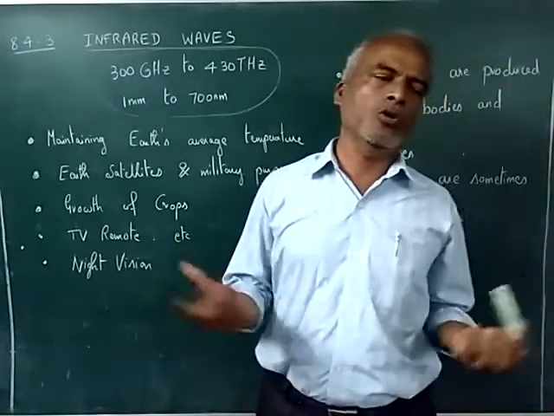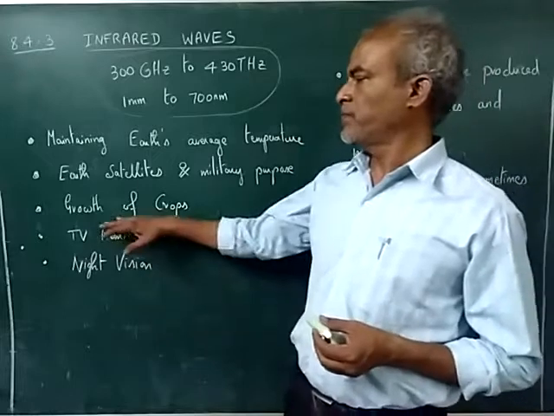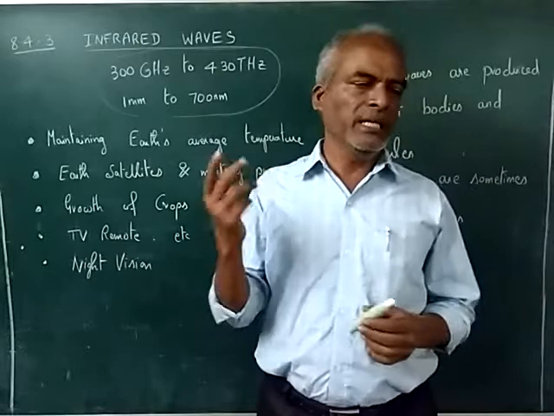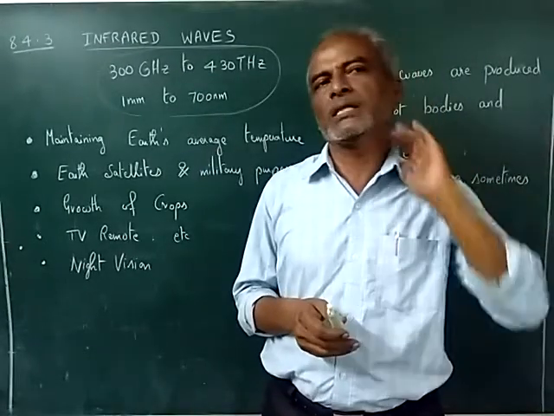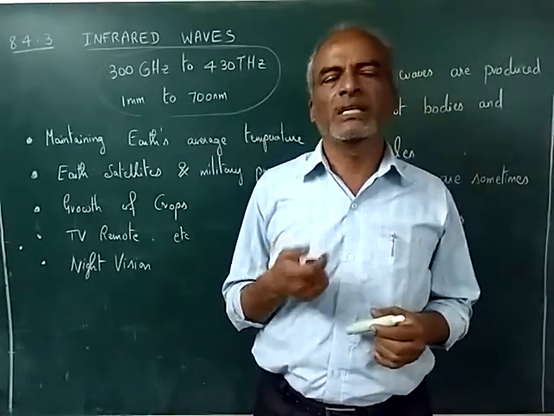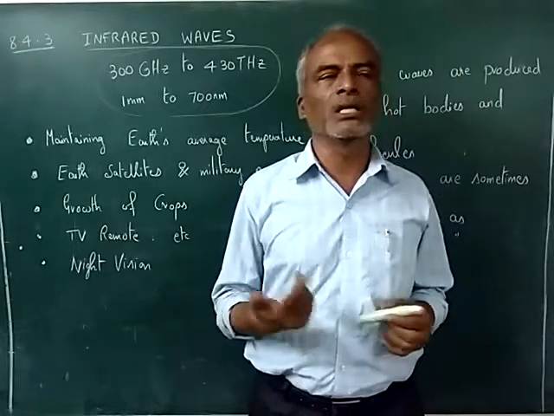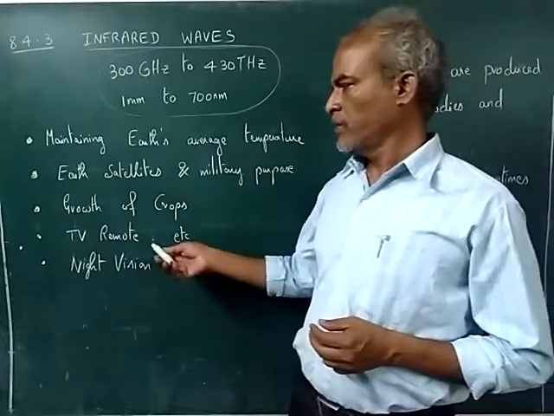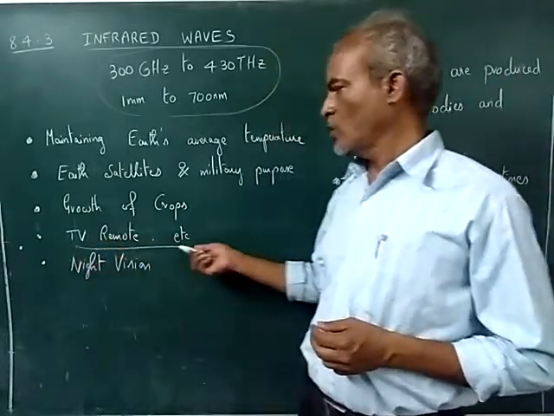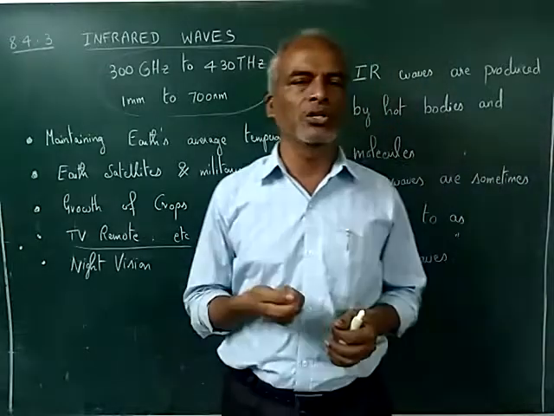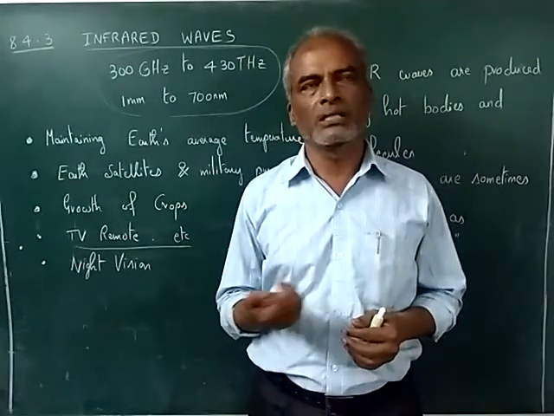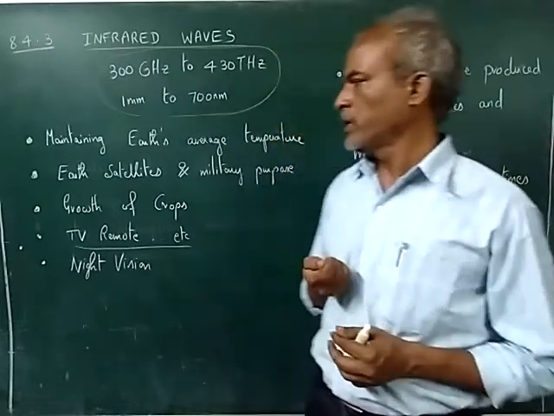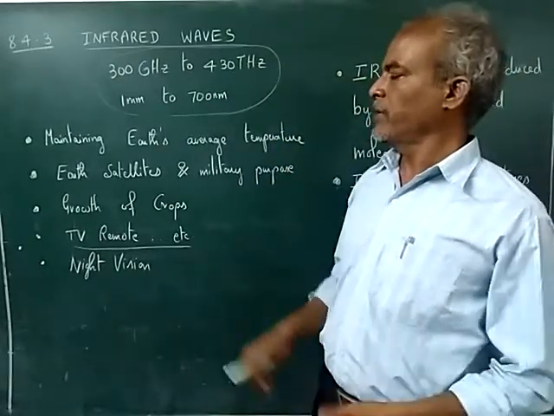Growth of crops: in the agriculture field we can monitor the growth of crops, and in certain cases these infrared radiations act as a pesticide. That means the waves are used to kill pests and insects. And one of the day-to-day uses in electronic systems is the remote control, the television remote. Any electronic system is controlled remotely using infrared waves. That is one application, and already we have night vision.